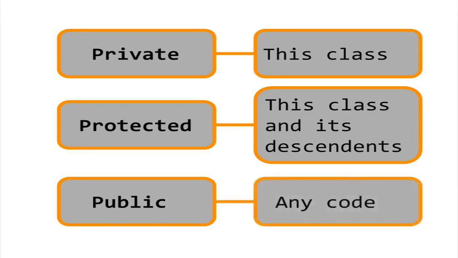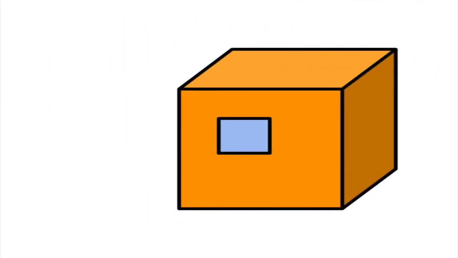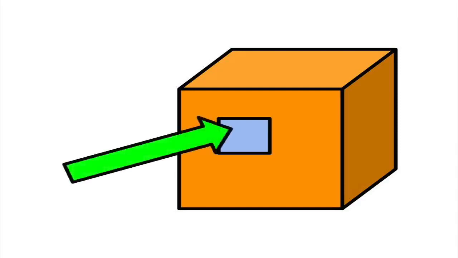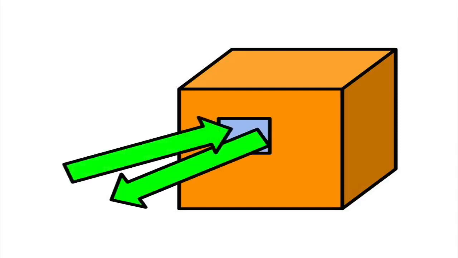Public means that the class members are visible to entities outside the class. Typically, most class methods are public so that they can be called from outside the class. Public methods are like the windows that let anyone see into your house. They are also like windows that let you stick your hand in and rearrange your furniture.